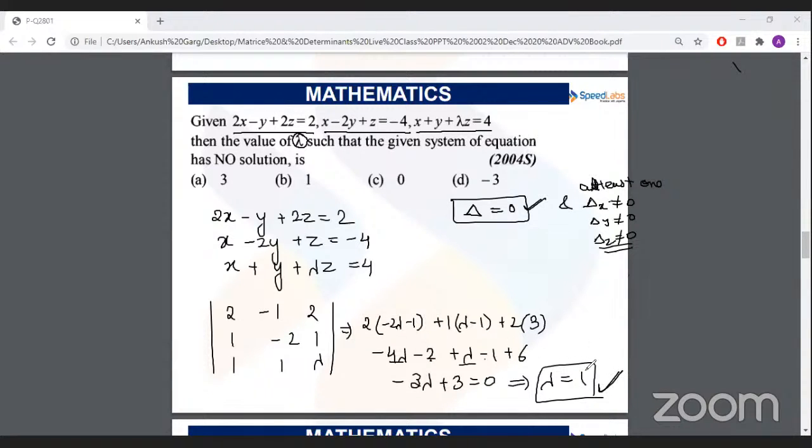Now you have to check basically that at least one of these should not be equal to 0. Okay, so let me simply calculate delta z over here. So delta z will be, I'll simply replace this column with 2 minus 4 4. That will be 2 minus 1 2, 1 minus 2 1, 2 minus 4 4, right?